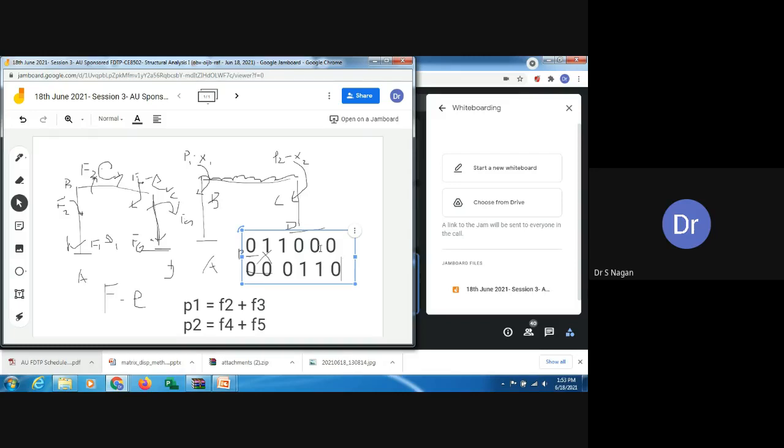So, after forming A, what is the next step? A transpose. So, can we form A transpose? 0, 1, 1, 0, 0, 0, 0, 0, 0, 1, 1, 0. It's to transform rows into columns. That's all. First row make it as a column, second row make it as a column. So, A transpose. So, what will be the third step? We have been studying from the morning. So, please tell me, what is the third step?